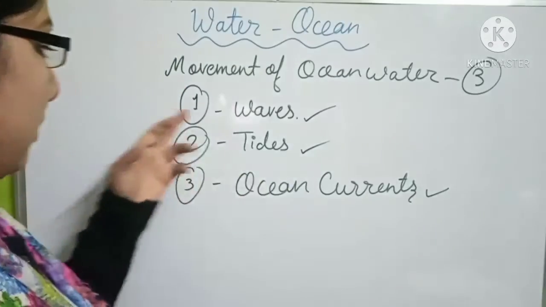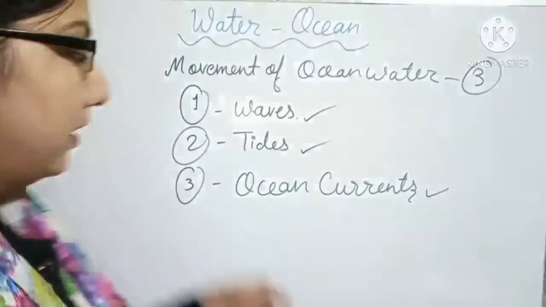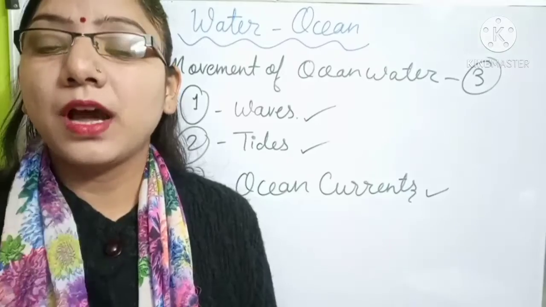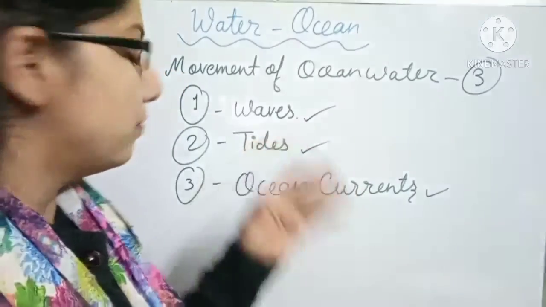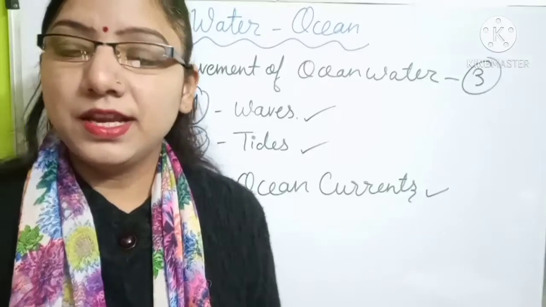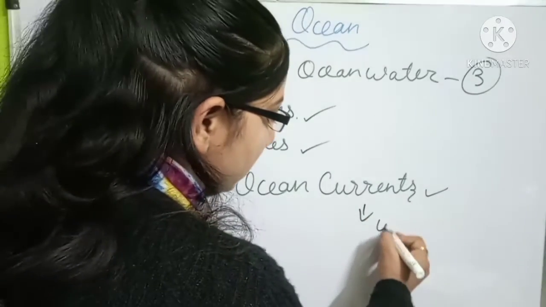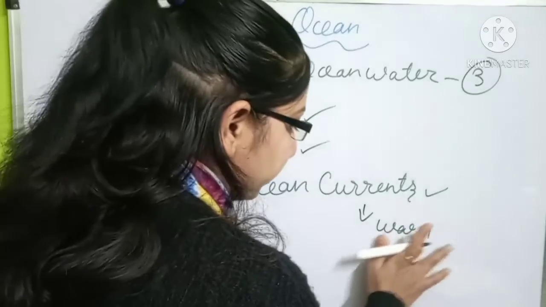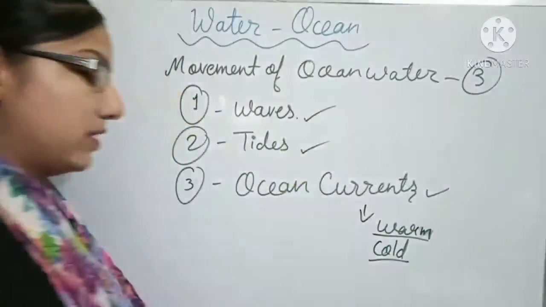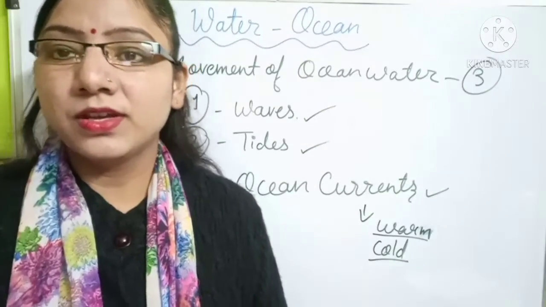So first of all, under the waves, what will we study? What are the waves and what are the characteristics of the waves? And under the topic of tides, we will study the tides, types of tides and what is the importance of the tides, as the tides have been very important for human beings since the past. Then later we will study the ocean currents. As we know, there are two types of oceanic currents: the warm currents and the cold currents. So that we will study later, but today first we will complete our two topics, waves and tides. So let's begin today's topic.